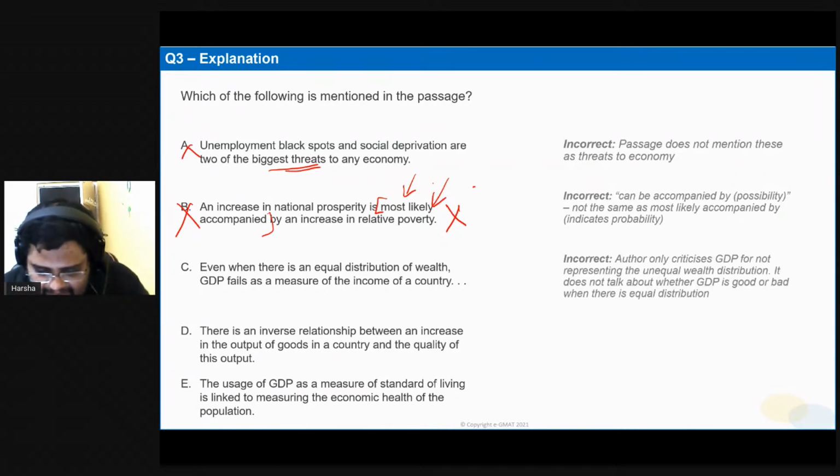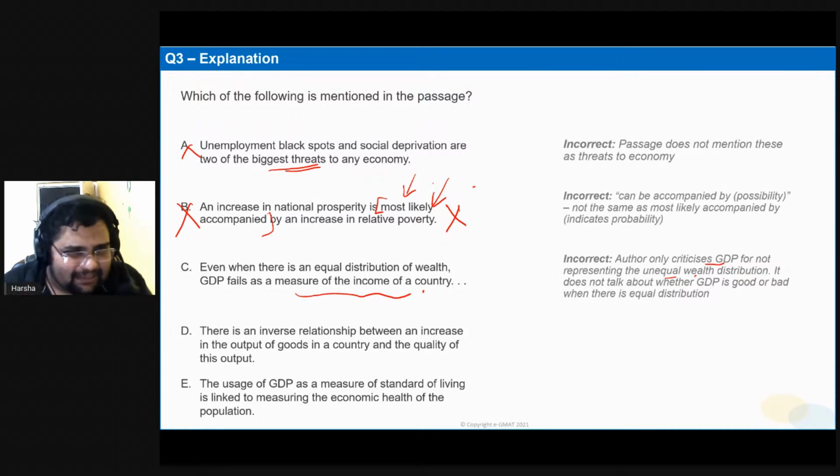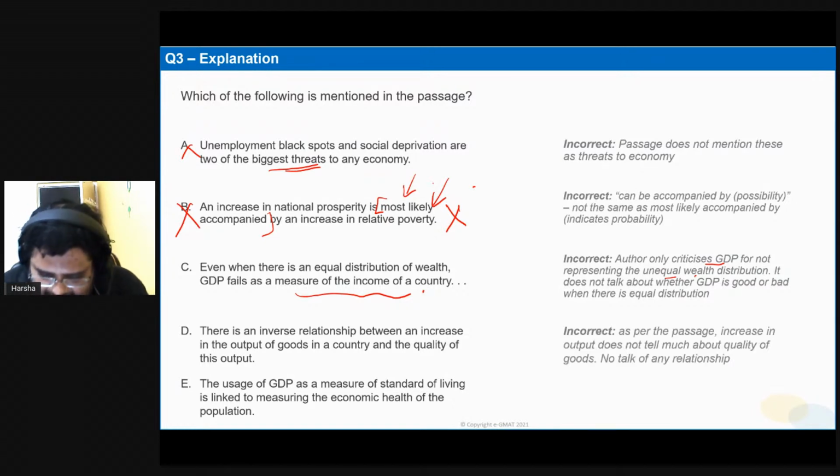Look at option C. Even if there's an incorrect distribution of wealth, GDP fails as a measure of income of the country. We don't even know if GDP is measuring income. To be fair, it's measuring output as far as the passage is concerned. Even this portion, I'm not really on board with. But even otherwise, the author only criticizes GDP for not representing an equal wealth distribution. It does not tell you anything else. Does it really fail as a measure of income? We don't know.